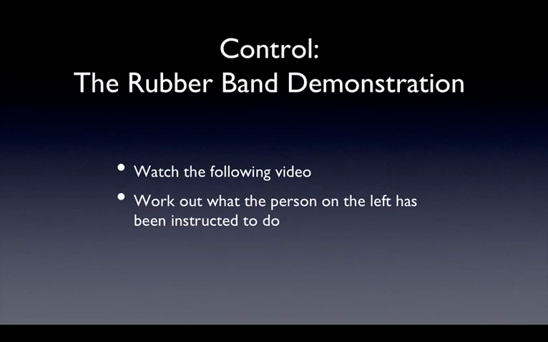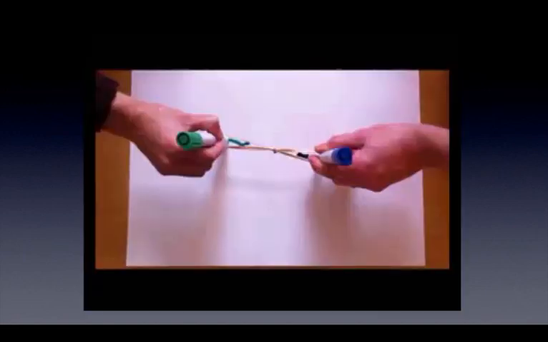The one on the right is the experimenter. Both of the pens are going to leave a trace on the page, but the question is, what was the person on the left told to do? So just watch this brief video.